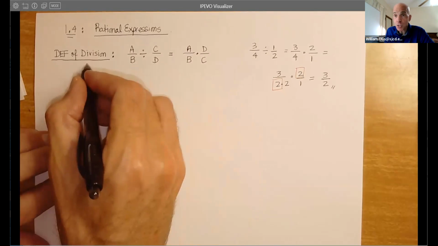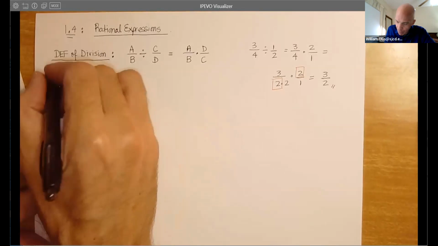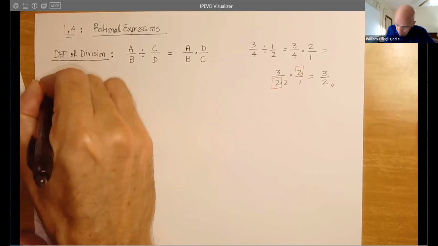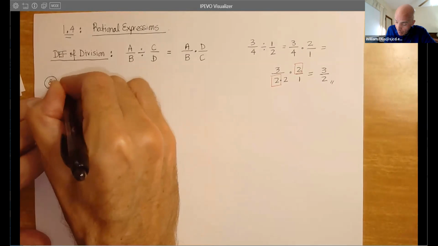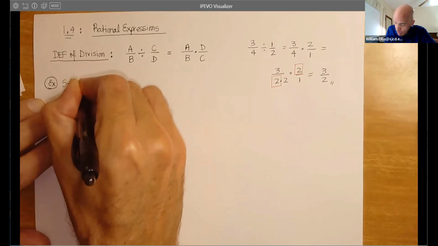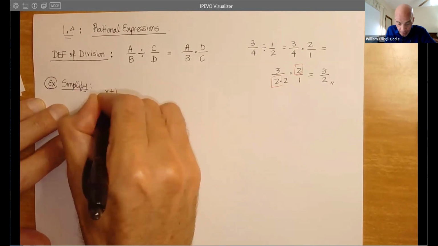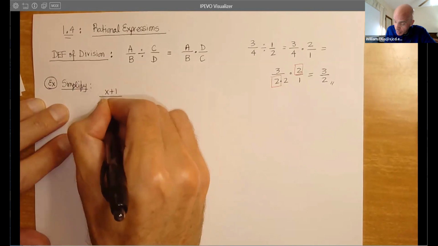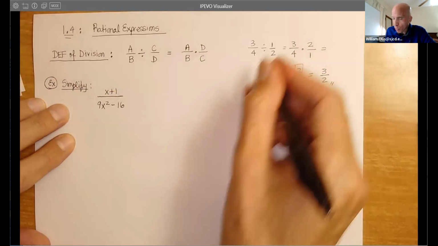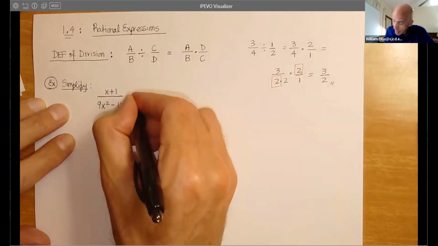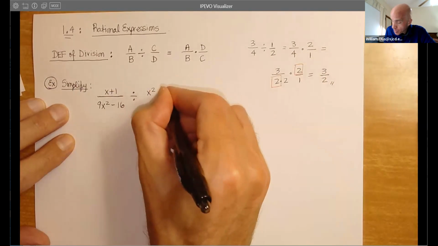This is a definition. It is not a theorem. It's like commutativity or associativity. So let's do an example of this. When we look at this particular problem, let's say we want to simplify: x plus 1 divided by 9x squared. Now we get to use our definition of division. And multiplication's easy. You just go across. That's not something that's difficult. It's the division that gives us trouble. Divided by x squared plus 2x plus 1.